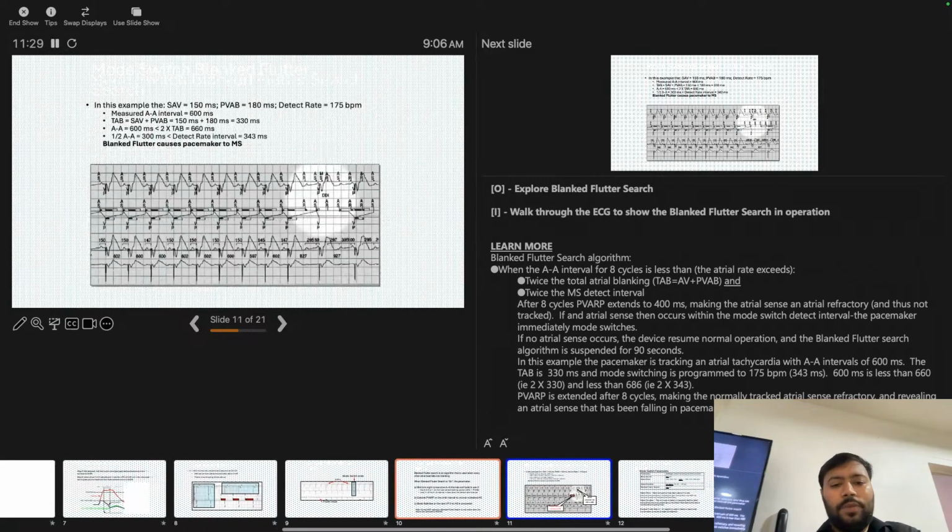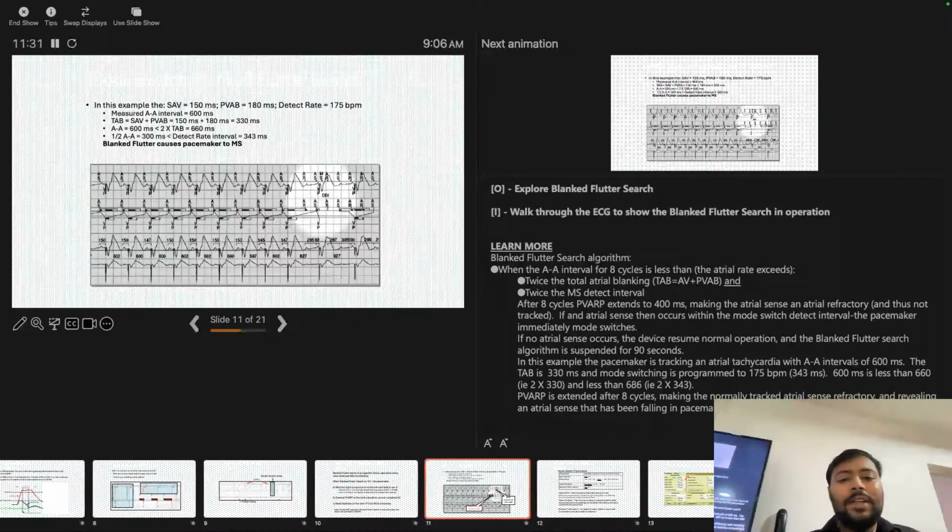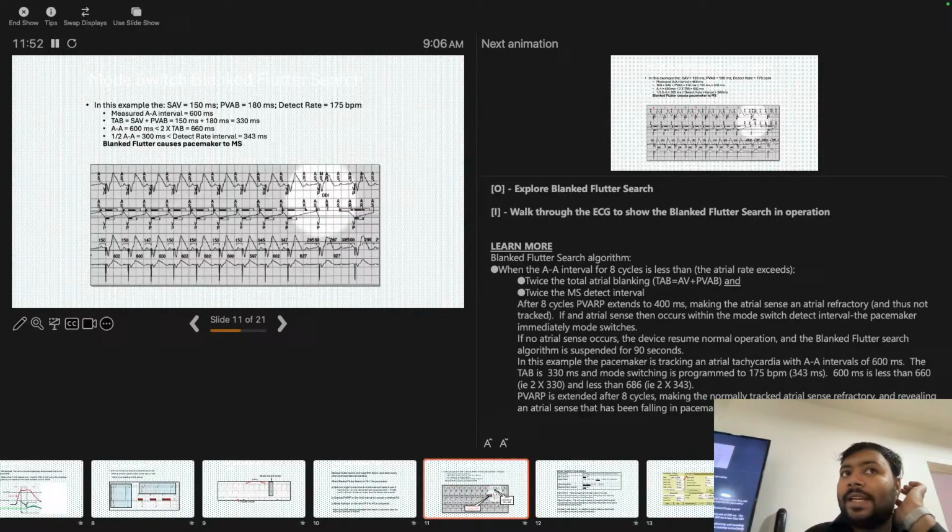I will show it before going into that. I can show it here, sir. In the schematic you can see that the flutter is going on here, but we can't see any other markers in the marker channel. Only AS-VP, it is tracking like regular normal sinus. But at some point you can see the device has done mode switch, and after that you can see a sudden increase in the atrial rate.